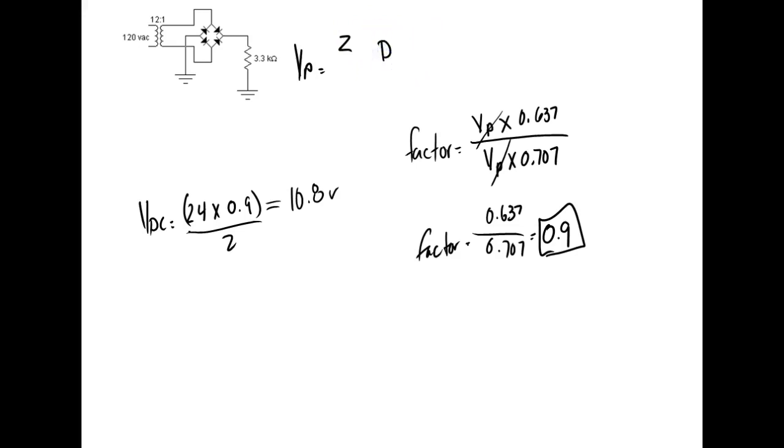So the DC average of an alternation would be equal to V peak times 2 over pi. Well, if you take 2 over pi, you get 0.637. So what we're doing is we're combining a lot of math. But what I'm saying, guys, is that most of the time that 0.9 is good enough for government work.